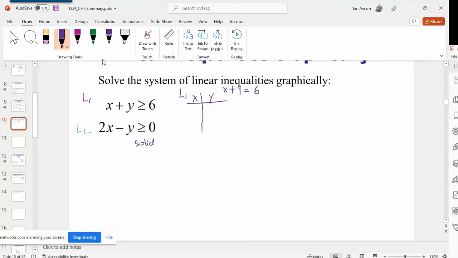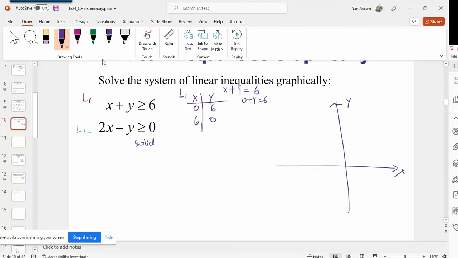I can say x equal to 0, so 0 plus y equal to 6, so y will be 6. If I let y equal to 0, my x must be 6. Okay, so we're going to go ahead and graph this one right here.